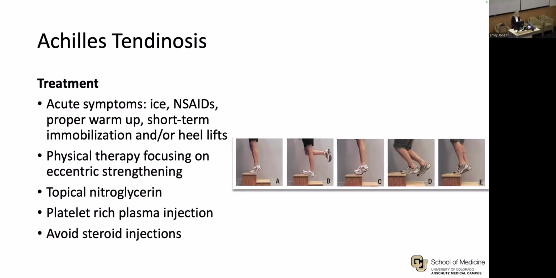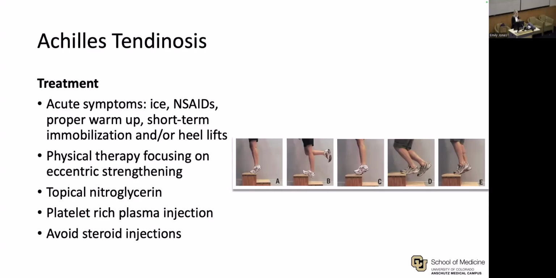And so he did some eccentric strengthening that you can see here, where you're on the edge of a step, you go up with 2 feet and then down with 1 with the injured foot, and then up with 2, down with 1. And instead of tearing his Achilles, it got better. And so that is what we do to treat Achilles tendinosis, is eccentric strengthening. So as you all probably remember, that's when the tendon is lengthening while it's contracting, as opposed to shortening.